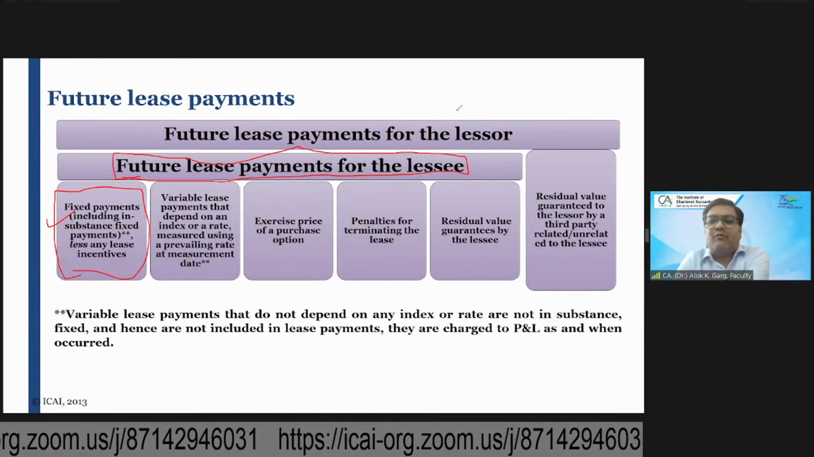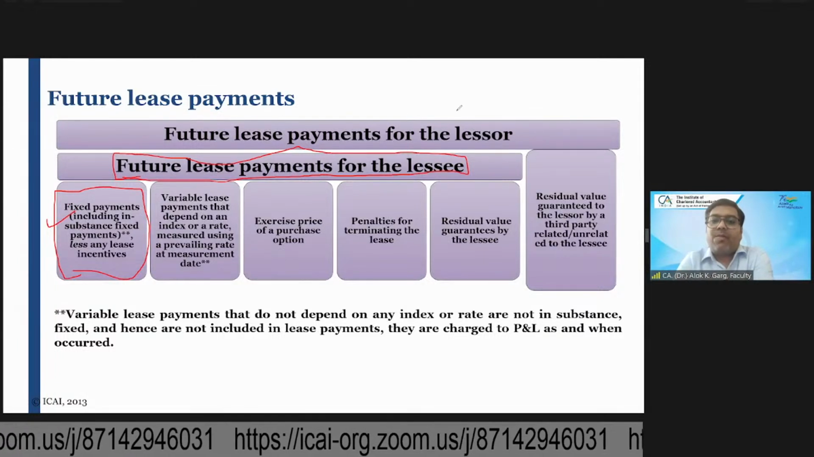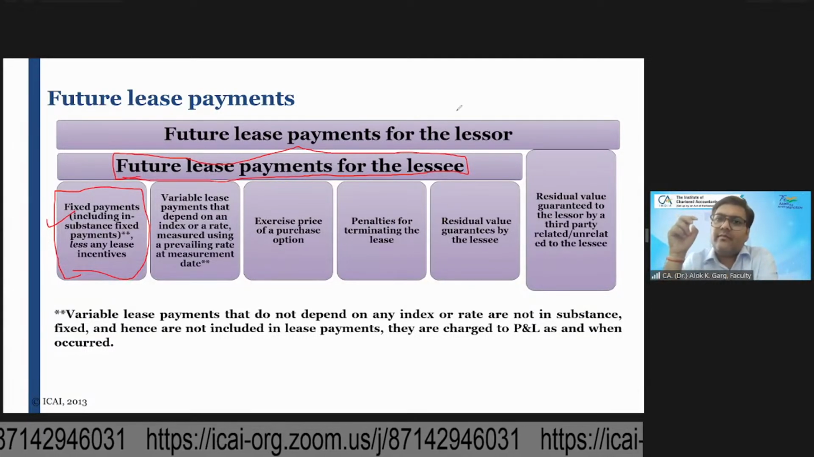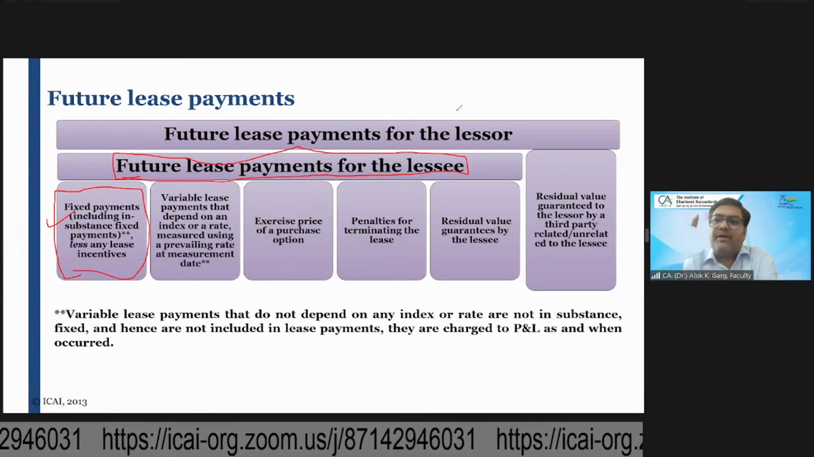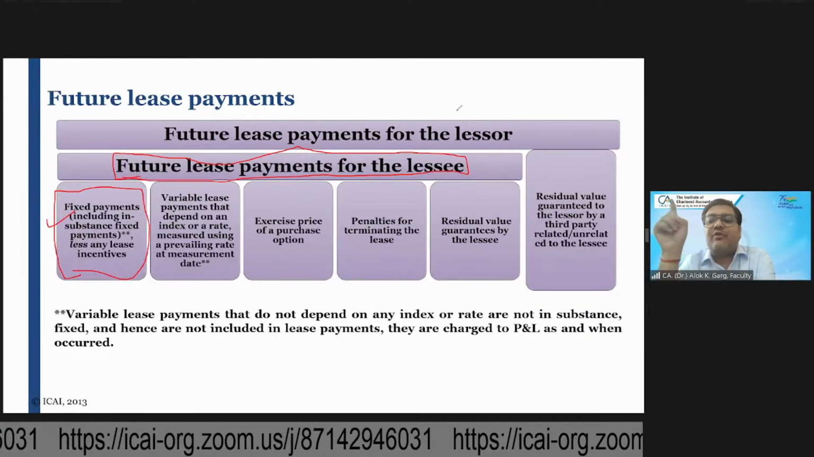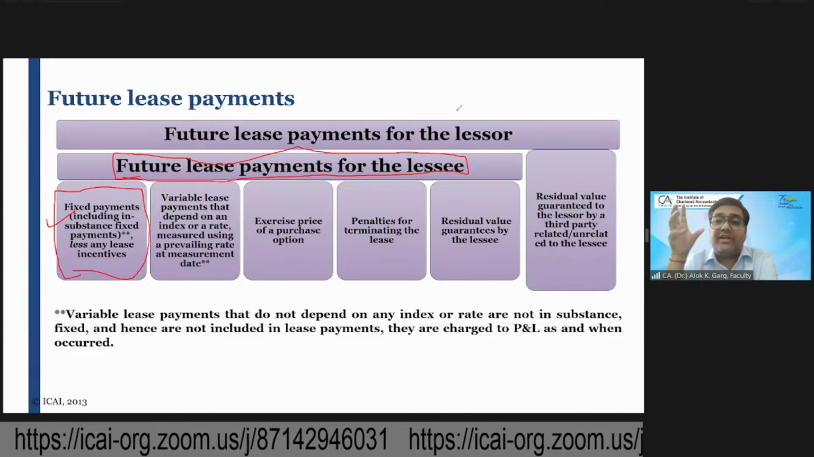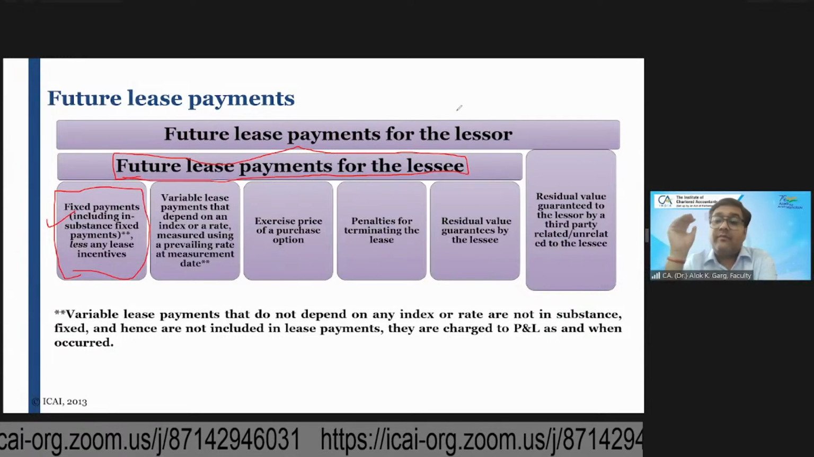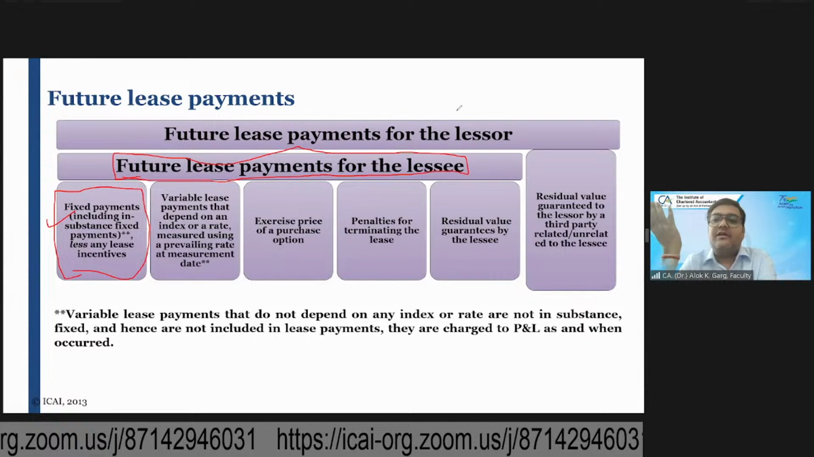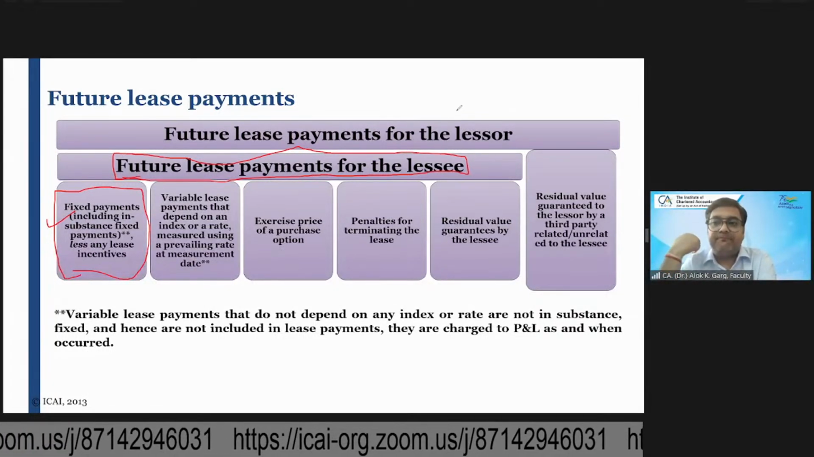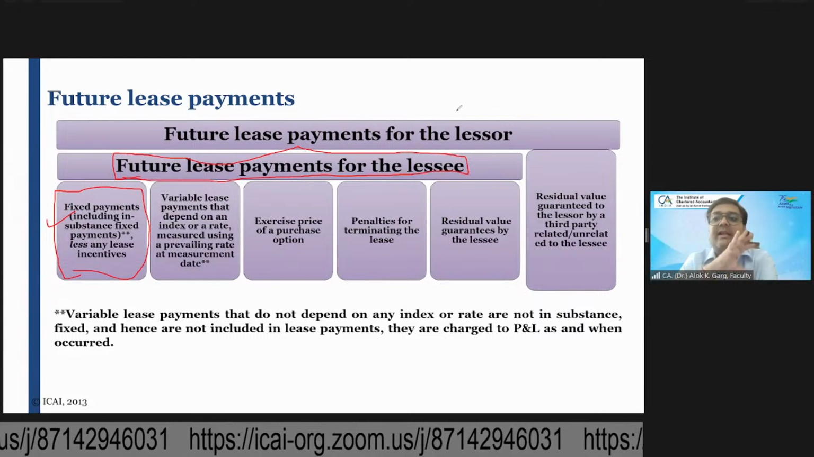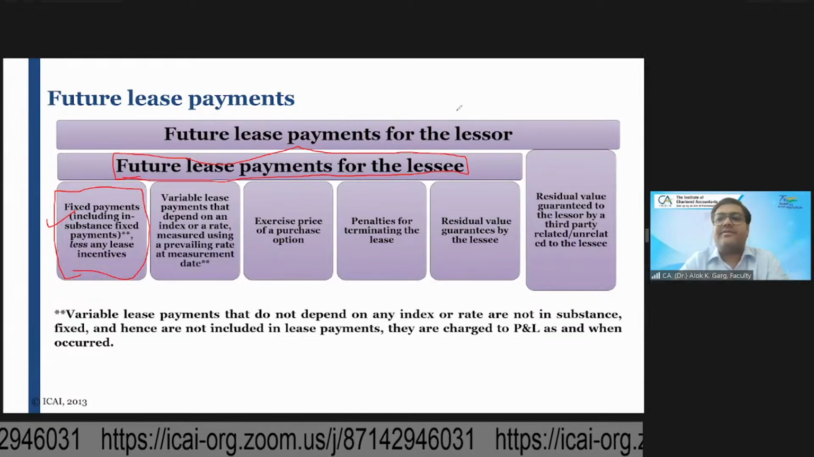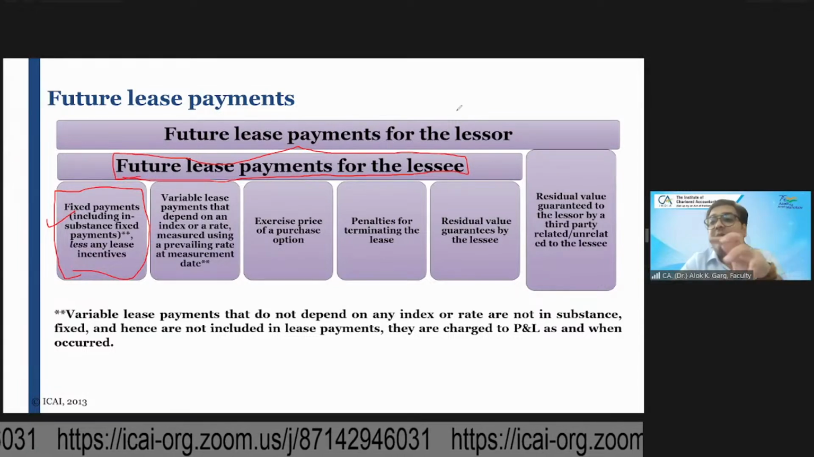In many lease contracts, and in the case of startups, how these lease contracts are designed is that they say, I'll charge 20,000 rupees per month plus 5% of the revenue you are generating. If that startup is generating a revenue of 1 lakh rupees, 5,000 rupees is the variable lease payment. If it generates a revenue of 1 crore rupees, 5 lakh rupees is the variable lease payment. That variable lease payment has to go to the P&L by the lessee. It is not on the basis of an index or a rate, so it will not be covered under the future lease payment for the lessee.